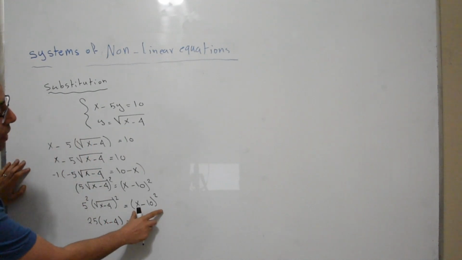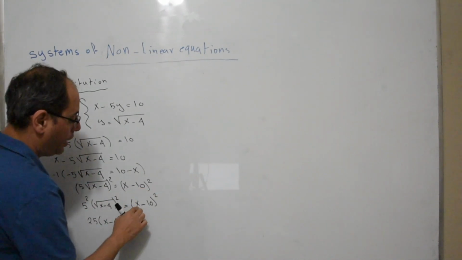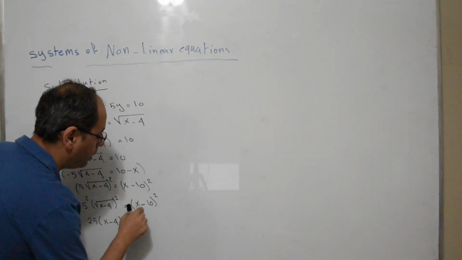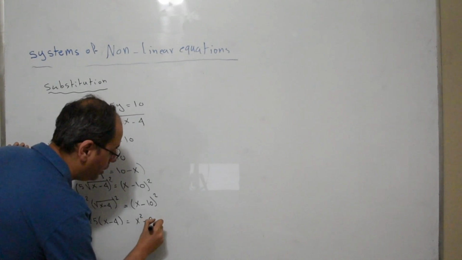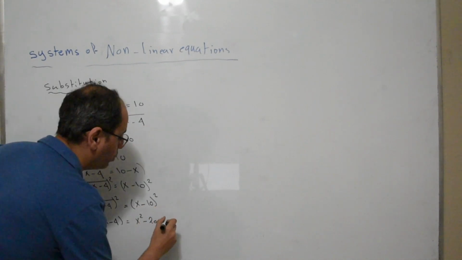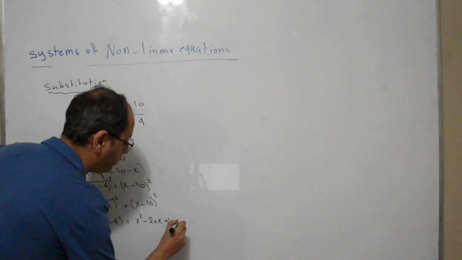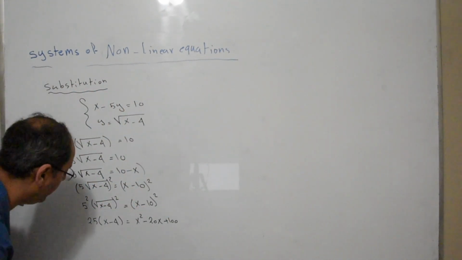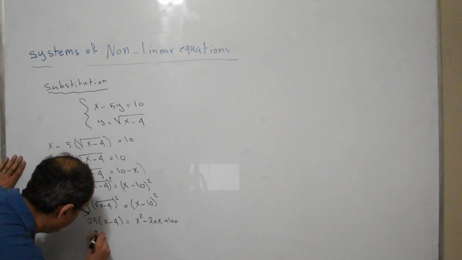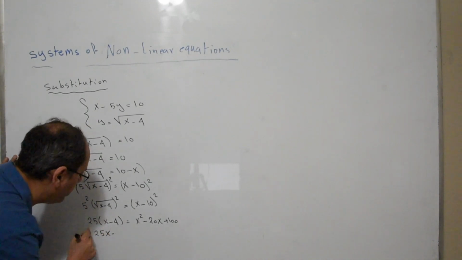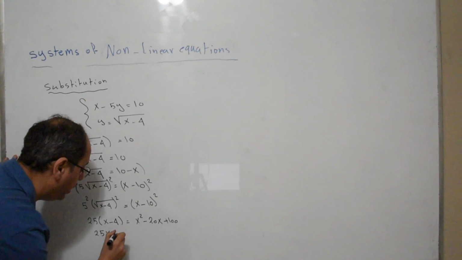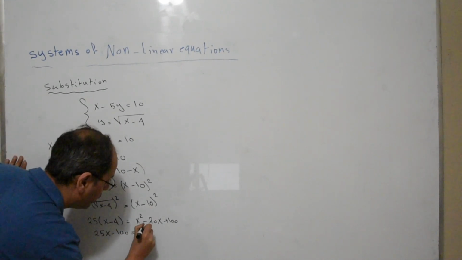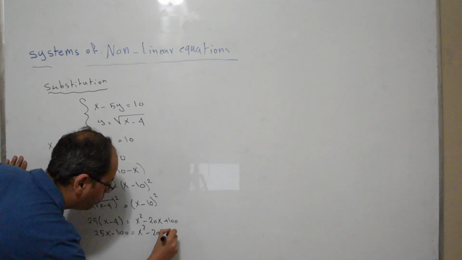And this is equal, I'm going to expand that. So I have x squared minus 2 times x times 10, which is 20x, and 10 squared is 100. Okay, so far? Now we distribute the 25. So I'm going to get 25x minus 25 times the negative 4, which is negative 100, equals x squared minus 20x plus 100.